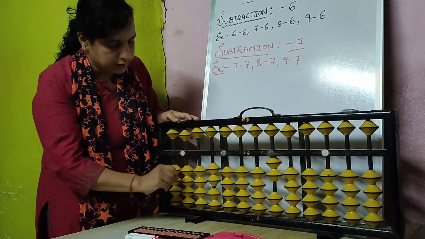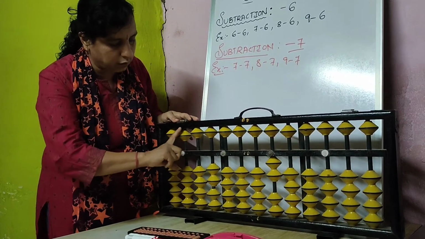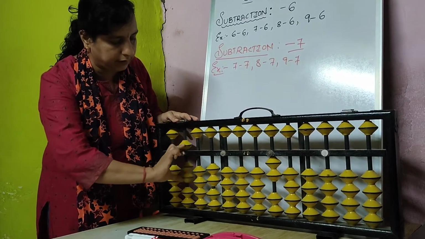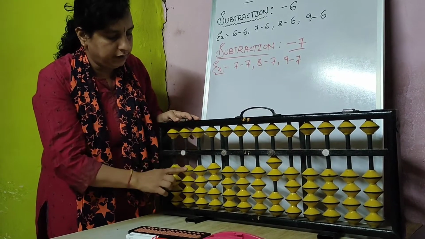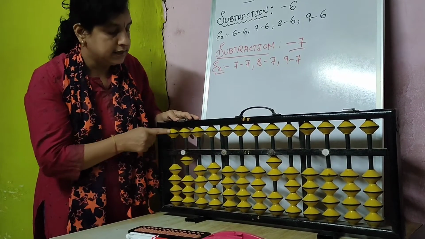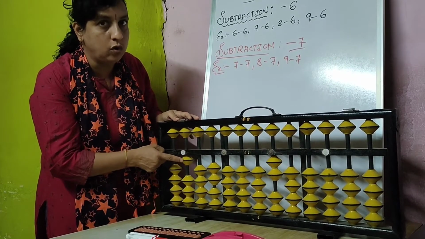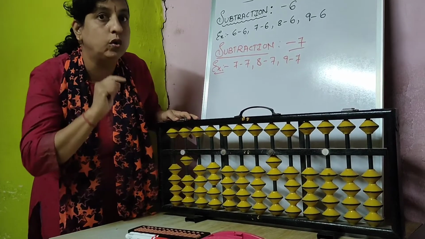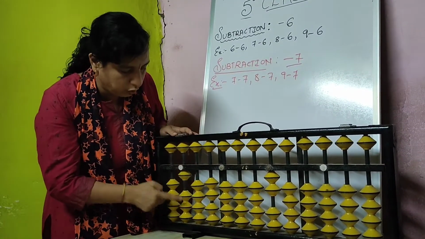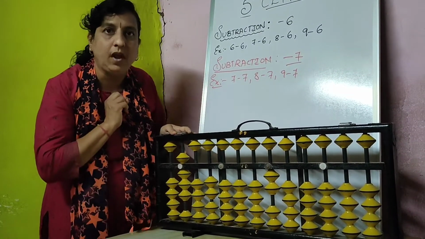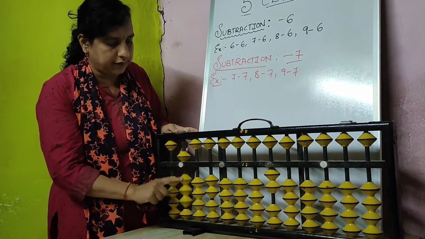Once I will show you. See, if 0 is there, means how to do 7? 1 upper bead, 2 lower beads. Sorry, 2 lower beads. This is 7. So whenever there is 1, how to do 7? Separately. Don't count this. Separately 7. 7 how to do, bachcho? 1 upper bead, 2 lower beads. So like this you have to do. So this is 7. You know 7.